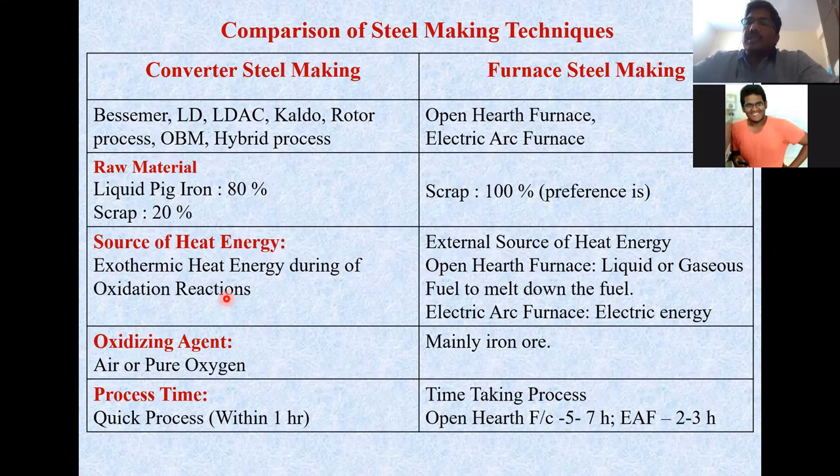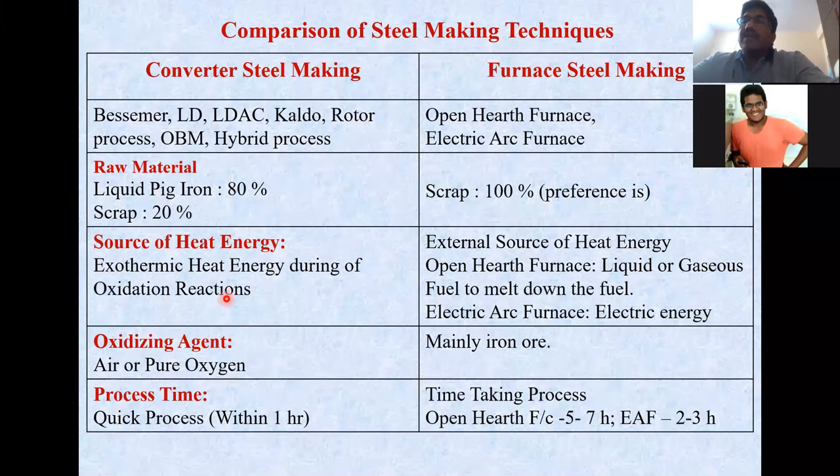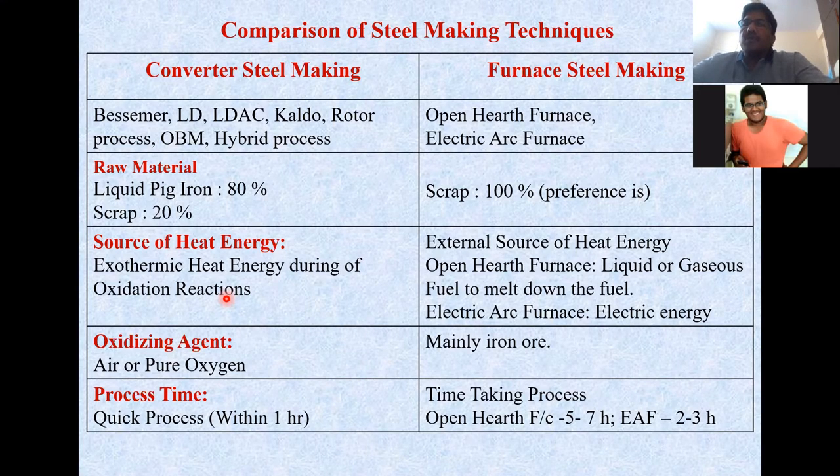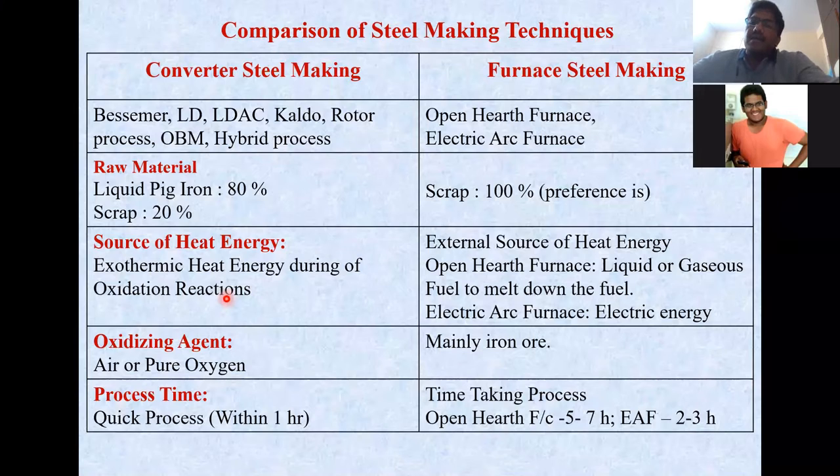Okay. Source of heat energy. In the case of converter steel making, we are not using any external heat energy, particularly for melting down, because the metal is already in the liquid state. The only thing is that we need to refine it to decrease the elements which are at a higher level. In this process, the heat energy is developed from the exothermic reactions themselves, which is the source for the reactions to take place as per our thermodynamics understanding.